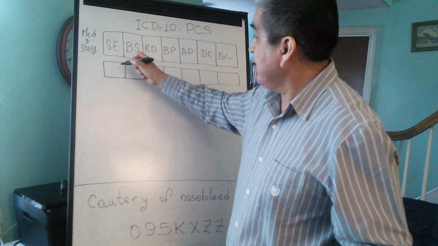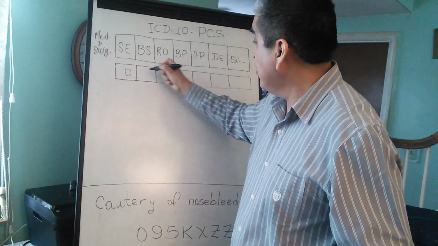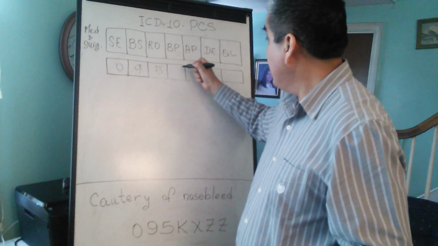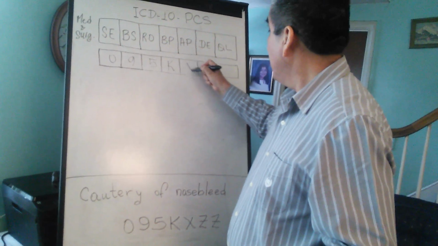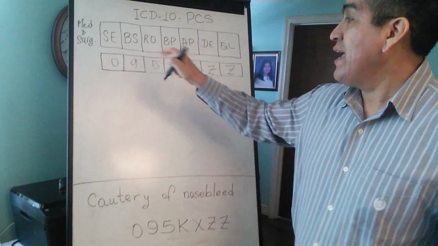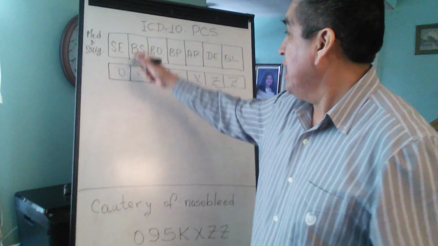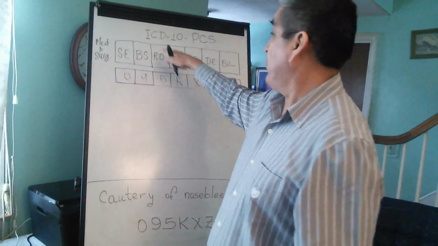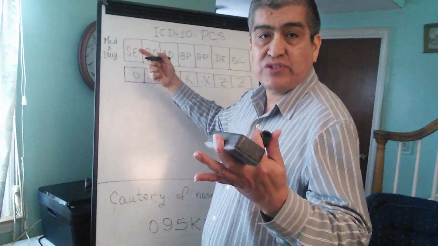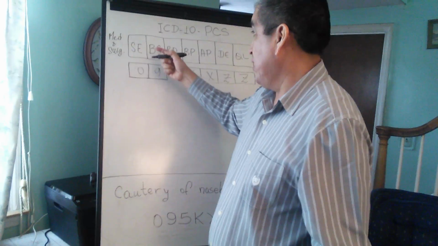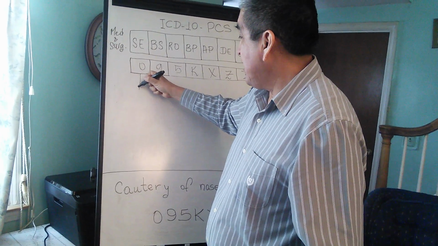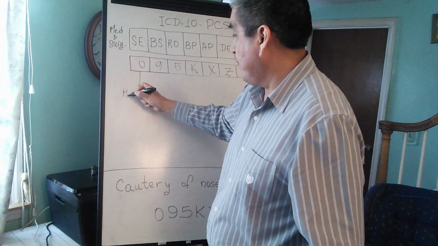So we have this grid here. We're going to put the code here: 0, 9, 5, K, X, Z, Z. Every character means something, and what it means is on top of this. Now, the first character is the section, the general section of the code of the procedure. So in this case, the 0 represents the medical and surgical section.